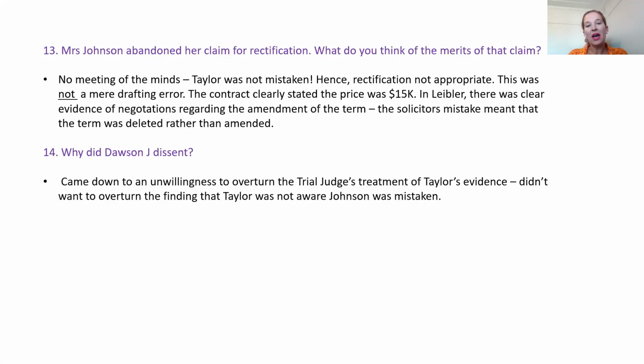Because of that, Justice Dawson didn't want to overturn the finding that Taylor was not aware Johnson was mistaken and therefore based their dissent around that. So the dissent was based around Taylor being a believable witness who didn't knowingly encourage Mrs. Johnson's misconception as to that mistake that she made. Okay, so that'll do for Taylor and Johnson.